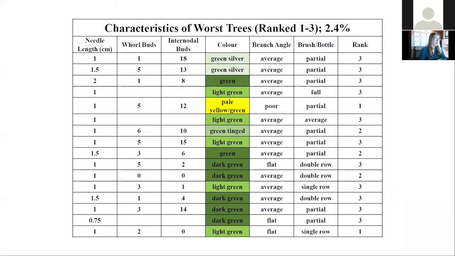Your branch angle is still kind of okay. You've got some average branch angles, but you have some that are poor, some that are flat, so that's just straight across. Your rank is low across all, so these are trees that ranked 1 to 3. Your budding is a little bit lower. You can see you've got some 2s, you've got 1 in there with none. Whorl bud set, quite a few less as well, and your needle length is not as large. So pretty well all the characteristics that we look at, when you sort them out by your worst trees, compare them to your top trees, there's a big difference.